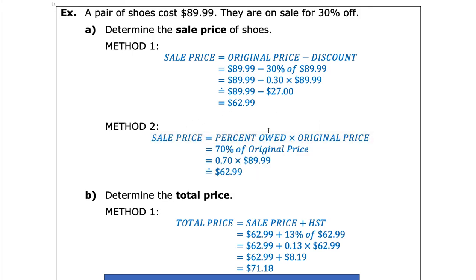Sale price is equal to percent owed times the original price. We owe 70% of the original price in this case. All you need to do is one calculation: 0.70, which gives the percentage you actually need to pay, times $89.99, and you get $62.99. The advantage of method 2 is that it is very quick to go from the original price to the sale price. The advantage of method 1, even though it's longer, is that it tells you exactly how much money is being discounted, and sometimes it's nice to know that value.